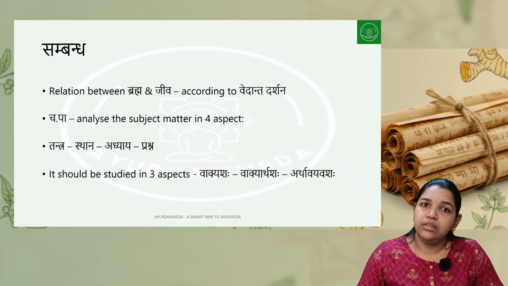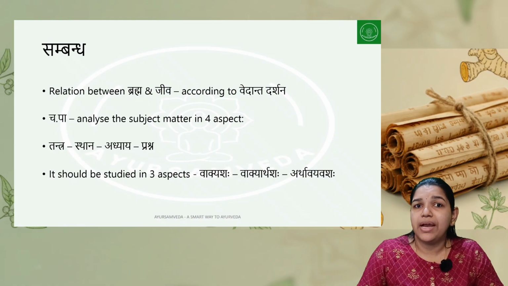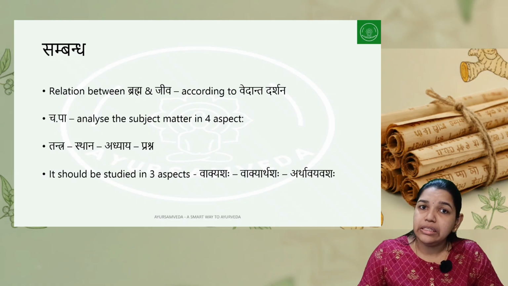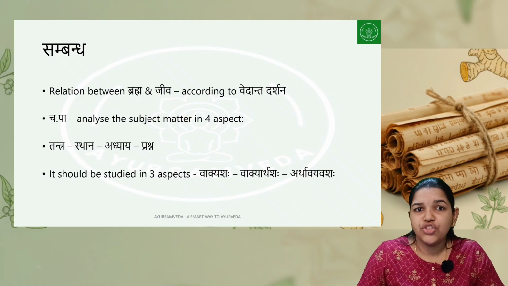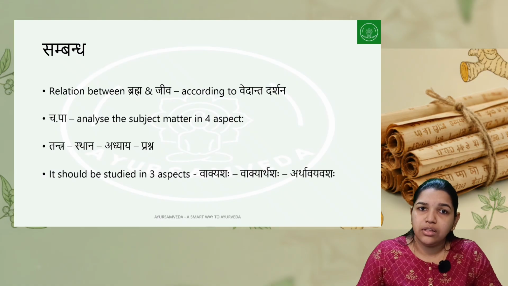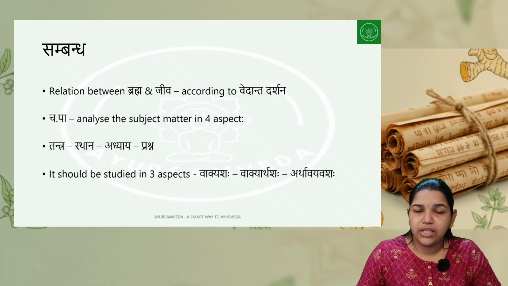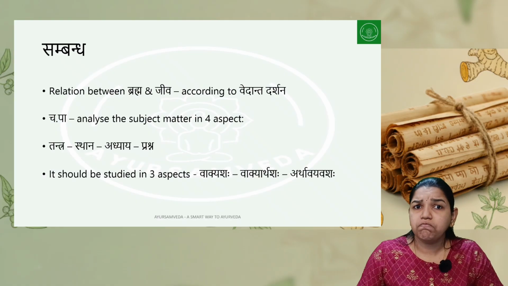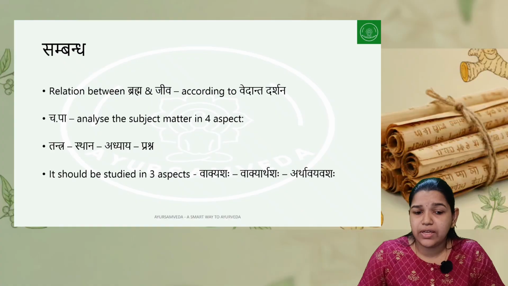That is Tantra, the Shastra itself. Then Sthana, the different sections in which the matters have been described. Adhyaya, the different chapters which are explained in each sthana. And the Prashna, that is the particular topic which is explained in the chapter. So if we consider Charaka Samhita, the Tantra means the Charaka Samhita itself. Then there are different sthanas like Sutra Sthana, Nidana Sthana, Sharira Sthana, Vimana Sthana.